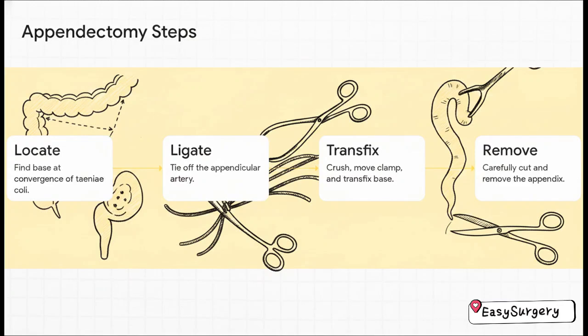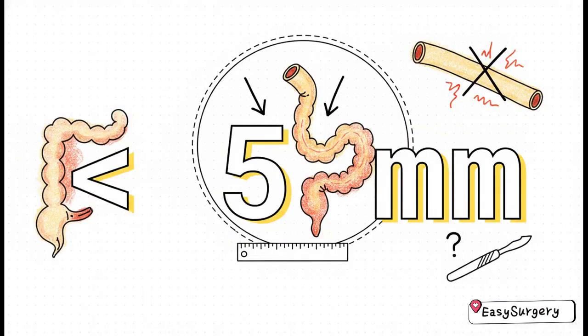And finally, step 4, carefully cutting and removing the infected organ. And hey, in surgery, every single millimeter matters. The remaining appendicular stump absolutely must be kept under 4 to 5 millimeters. Leaving a stump any longer than that drastically skyrockets the risk of stump appendicitis. That's a brutal complication where that tiny bit of leftover tissue gets infected all over again, and the patient has to go through a second, much more complicated operation.